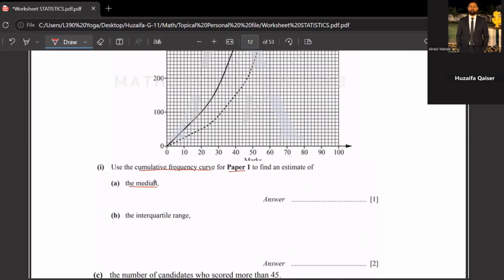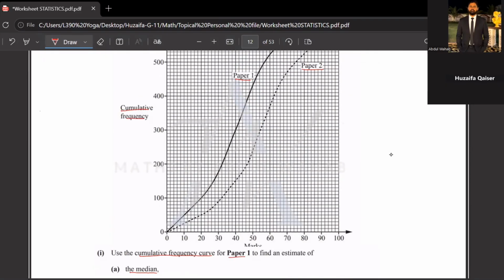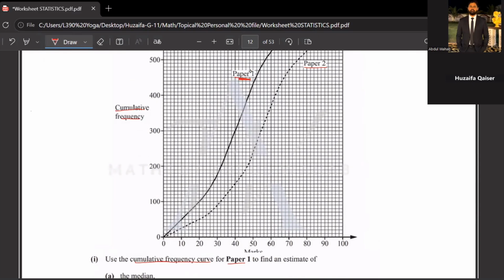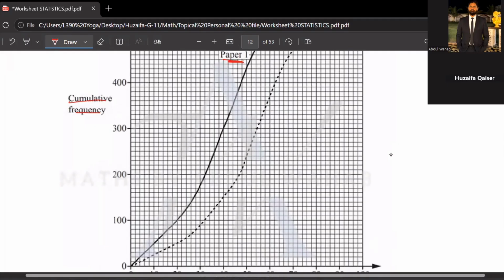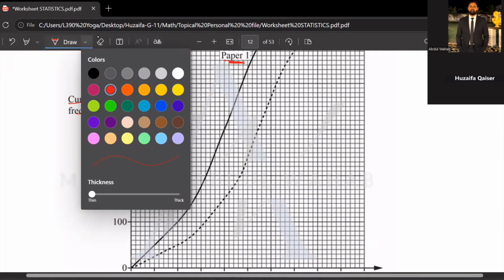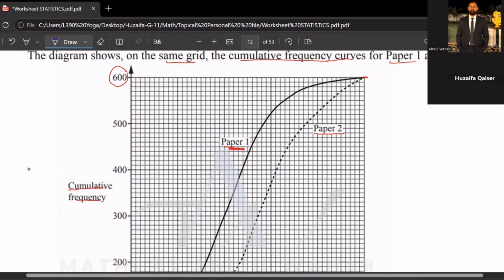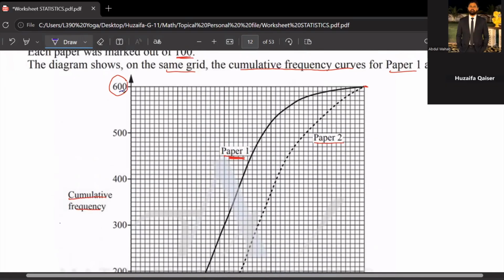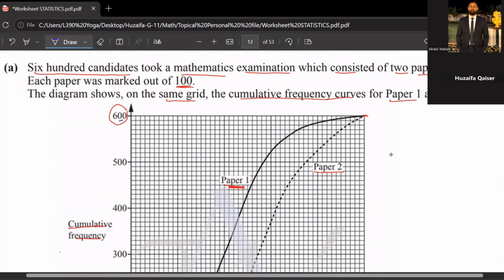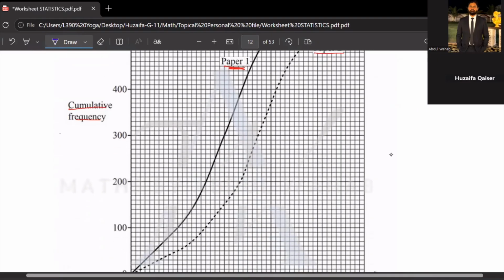You need to find the median for paper 1. So paper 1 is this curve. Now we need to enlarge it. And what are the values given on the y-axis? On the y-axis, you can see easily the maximum value given is 600, which is the value given in your question. 600 candidates are there. If you need to find the mid value, meaning the median, half of 600 is 300. So you will find the median at 300.